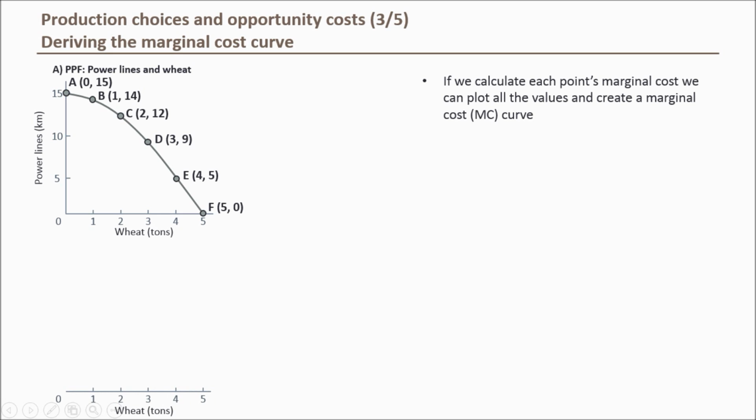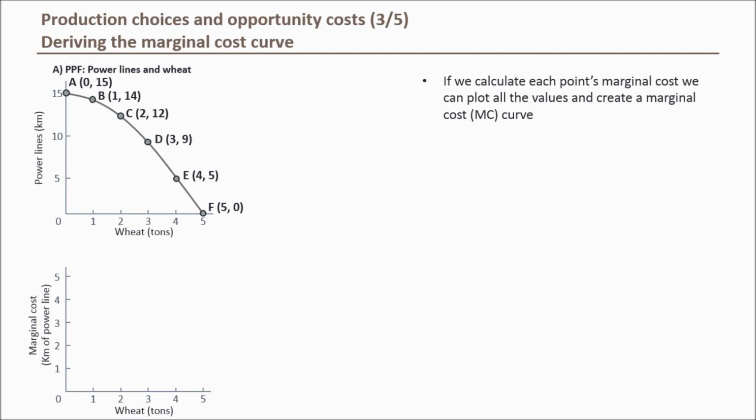So let's plot the x-axis first. Generally in economics, quantities always go on the x-axis, and because we want to illustrate the marginal cost of each successive increase in the amount of wheat produced, we plot the quantity of wheat along the x-axis. We then want to know the marginal cost in terms of kilometers of power lines for each point on the x-axis, so we plot kilometers of power lines on the y-axis and label this as marginal cost. Note, it's the marginal cost of producing more or less wheat, and therefore we call this the marginal cost of wheat graph.